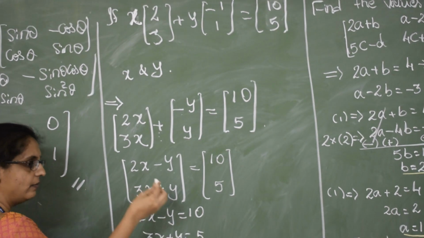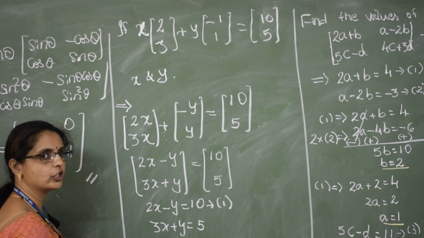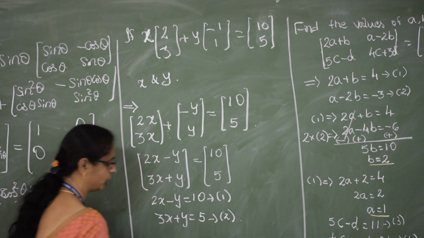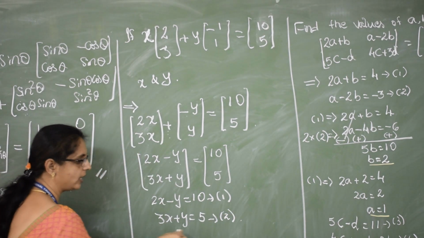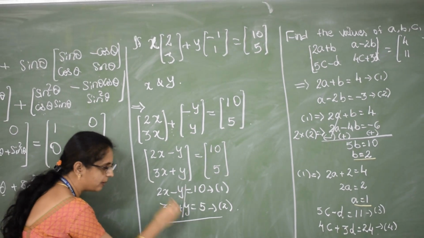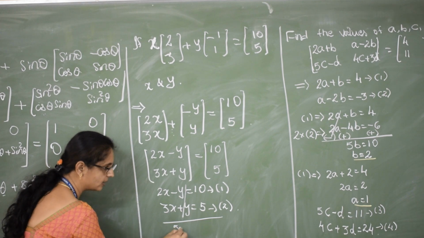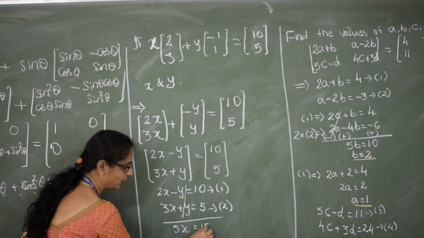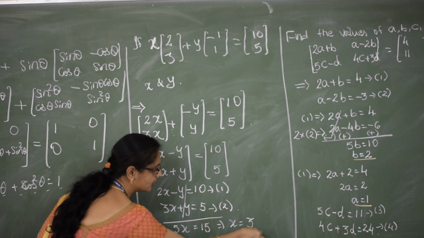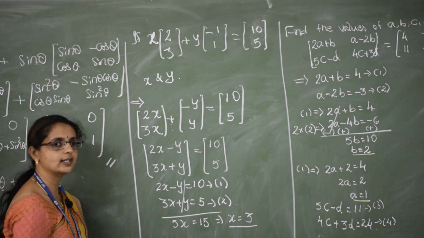I have equated the first elements of the matrix and let me call it equation 1. Second element, and this is our equation 2. I am going to add both the equations directly. When I add, what happens? Minus y and plus y get eliminated. 2x plus 3x is 5x, which is equal to 15. So directly I am permitted to write what? x is equal to 3. See, so easily we obtain the value of x as 3.